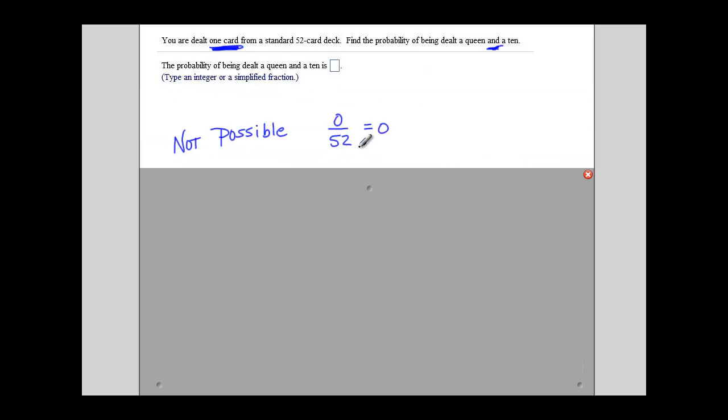So there are 0 favorable outcomes out of a total number of 52 outcomes, which still obviously leaves me with 0 as the probability of being dealt both a queen and a 10 on only one card being dealt.